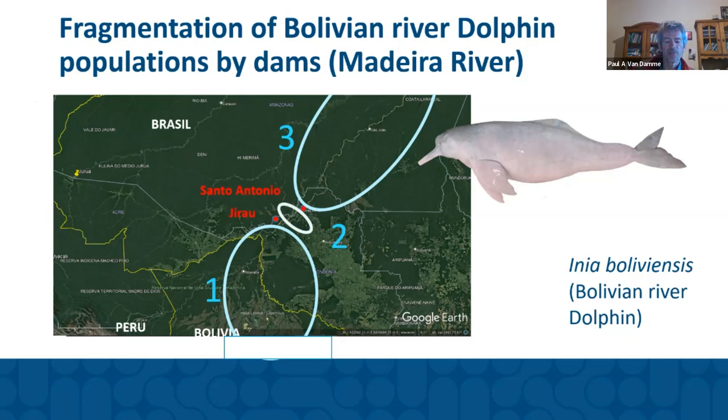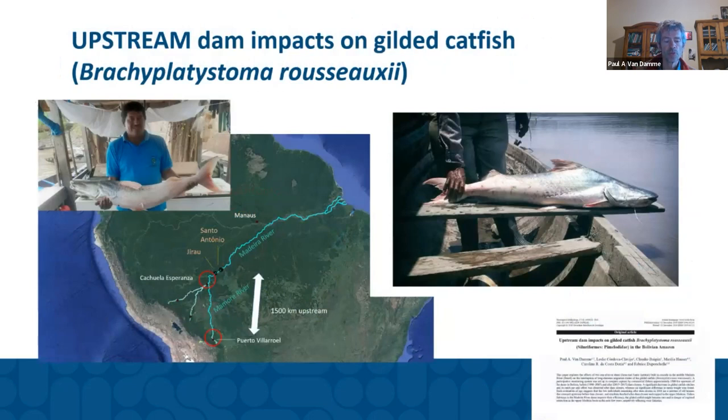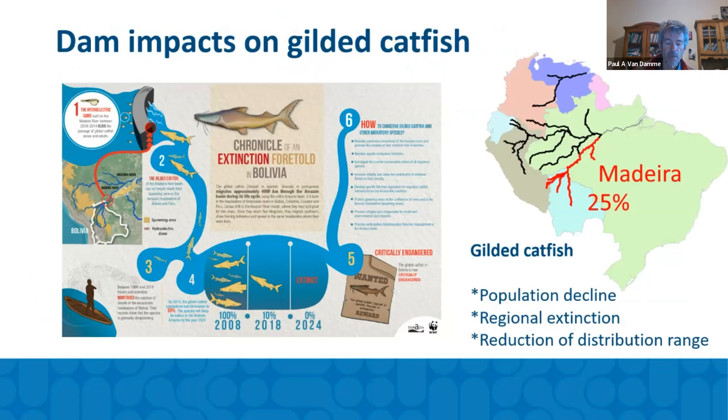The loss of connectivity already has dramatic consequences for aquatic biodiversity and ecosystem functioning in the Amazon. In the Madeira Basin, the Bolivian river dolphin was fragmented into three subpopulations by the construction of two dams. In the same river, it was also shown that these same dams resulted in a population decline of the gilded catfish 1,500 kilometers upstream of the dams in Bolivia, interrupting their reproductive homing behavior. In the bottom part of this nice infographic, it is shown that extinction of the species in the Bolivian Amazon headwater basins is expected in 2024, and the global distribution range of the species is decreasing by 25% as a consequence of dam construction.